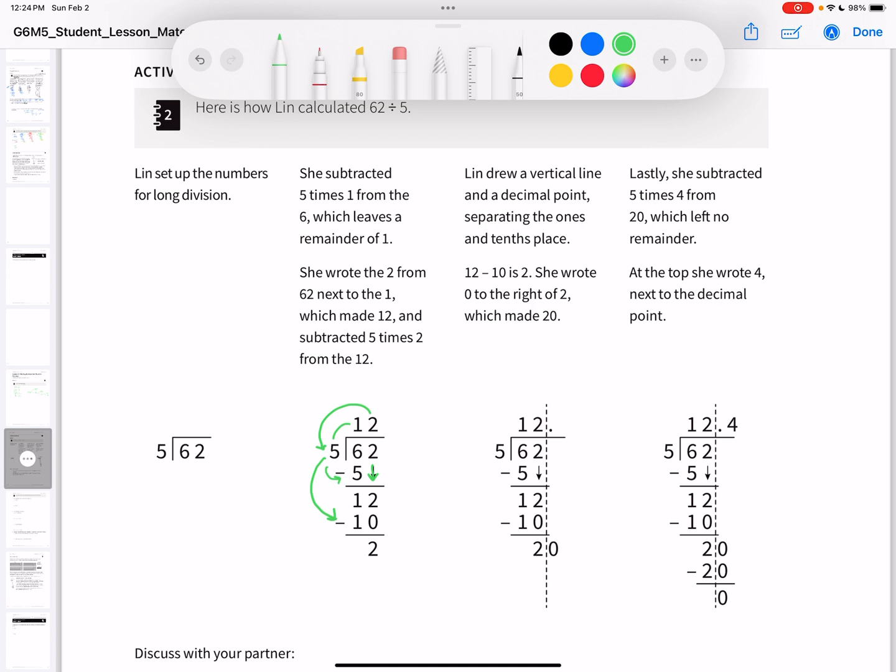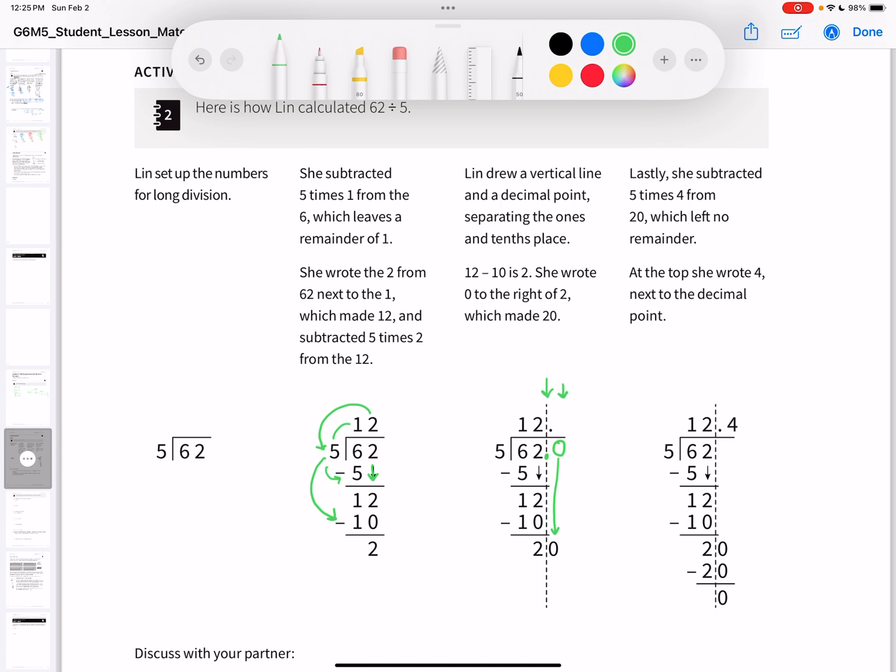Lynn drew a vertical line and a decimal point separating the ones and tenths place. Okay, so here is our dashed line, right? Our vertical dashed line. And that's saying I am done with whole numbers. Now I'm moving into decimal place value. So she's got the tenths. What I like to do is add a decimal to my number that I'm dividing and add my zeros so that I know, and I'm continuing to still pull down that 0 and help with my placeholders and where to place my numbers in my answer, okay?